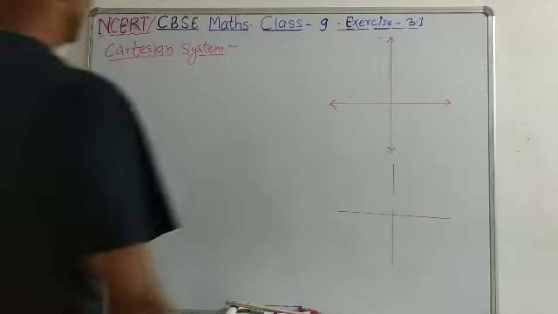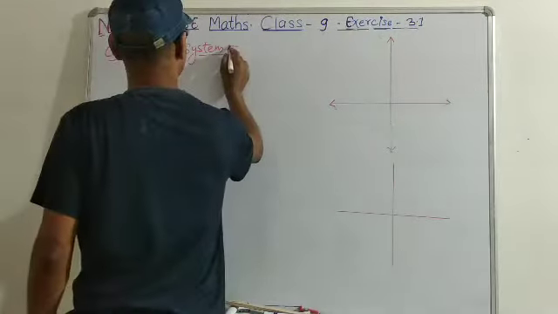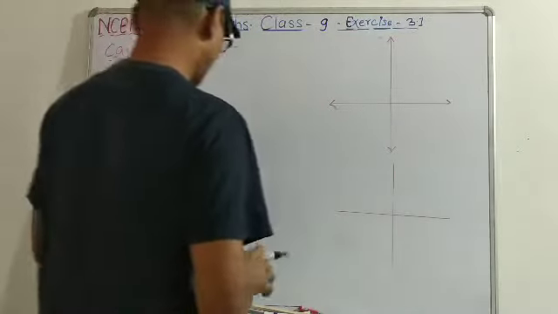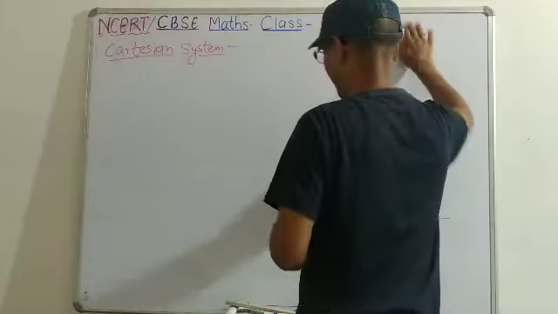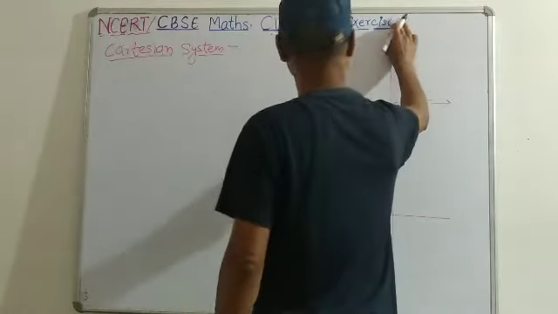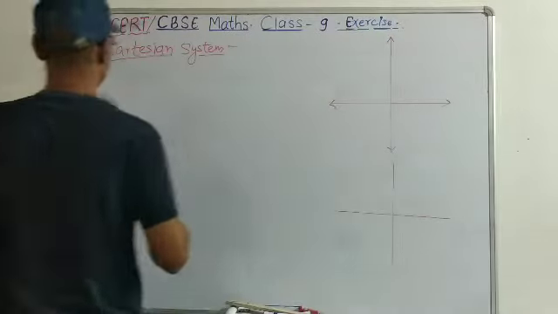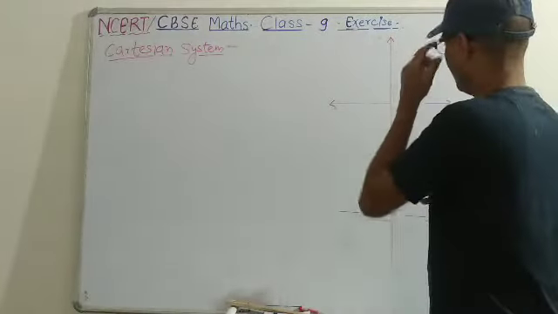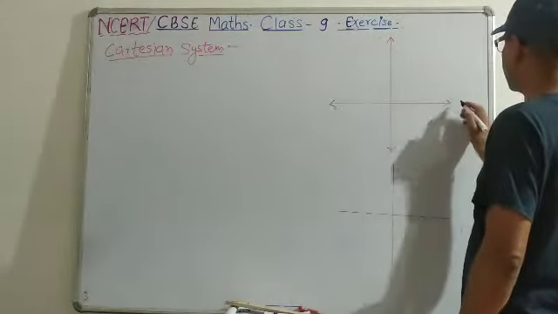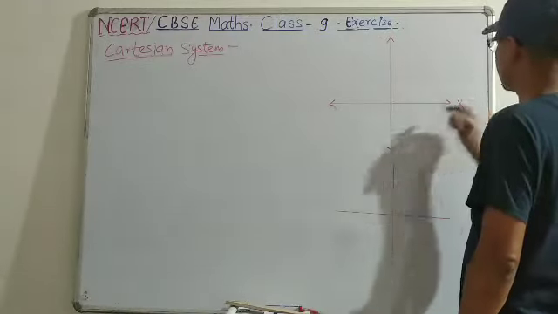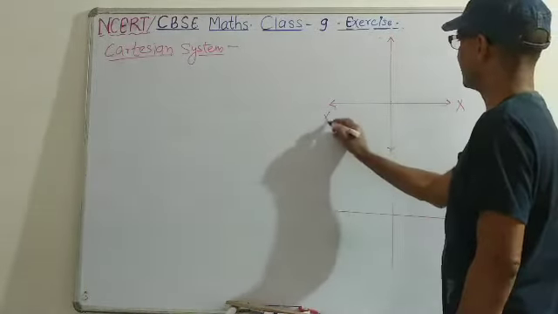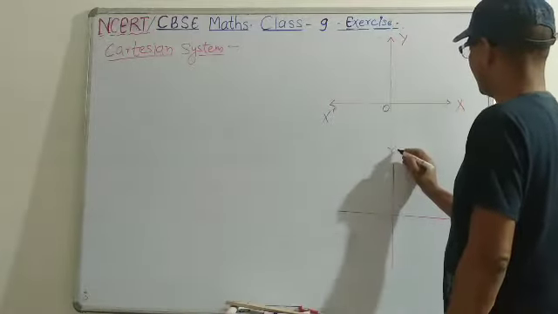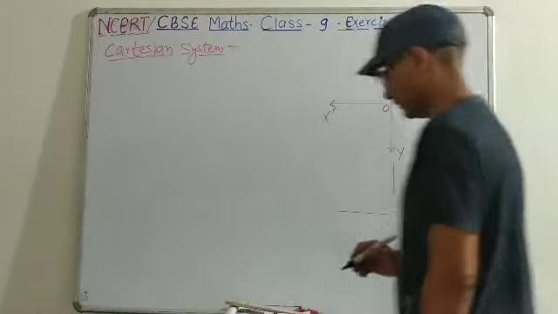So students, you have seen exercise 3.1 question number 1, but here there is no exercise. First we write some definitions. In the Cartesian system, again you see here we have two perpendicular lines: this is x dash, this is the origin, and this is y dash. So let us write some definitions.